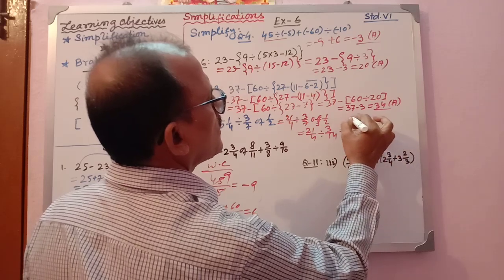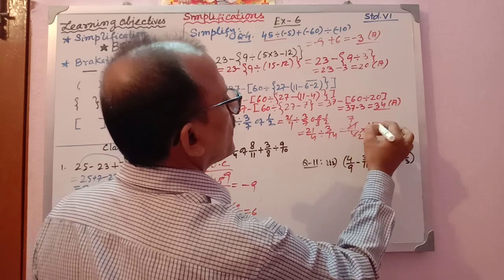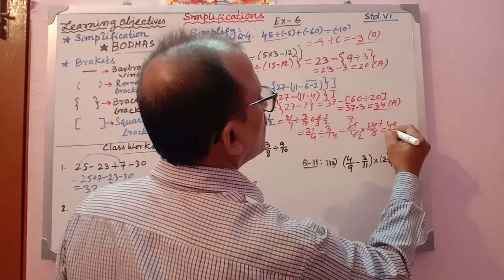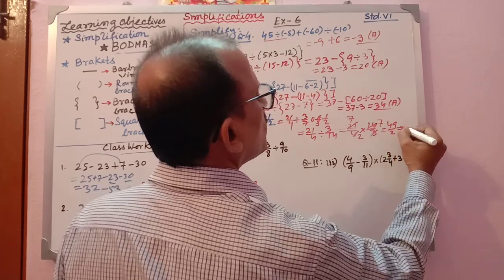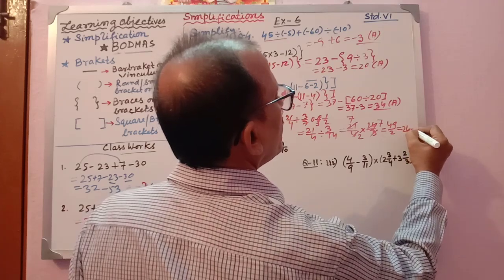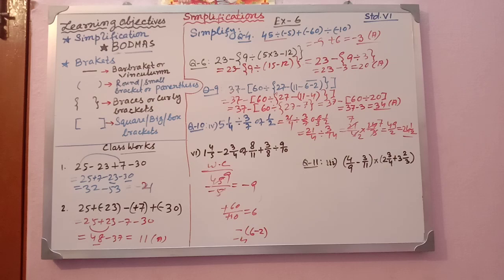3 will cancel, 3 7s are 21, this will be cancelled with 2 and this will be cancelled with 7. So it will be 49 by 2. 49 by 2 is equal to, how much will it be? 2 2s are 4 and 2 4s are 8, 1 by 2. That will be the answer. I hope you have understood. Remaining I will cover in the next video.